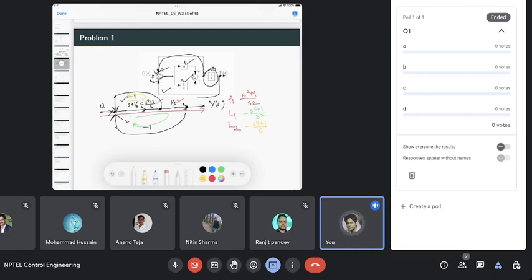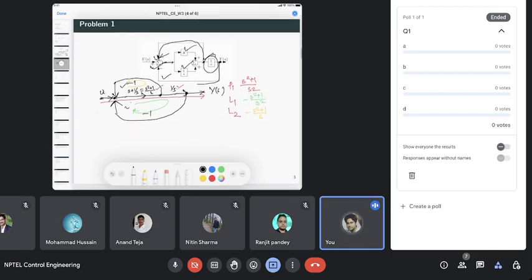Then you just apply this Mason gain formula. If you omit this forward path P, then there is no other loop, right? So both loops are touching this forward path. So you have this formula for that, right? Pk delta k over delta, this transfer function. So you just apply.